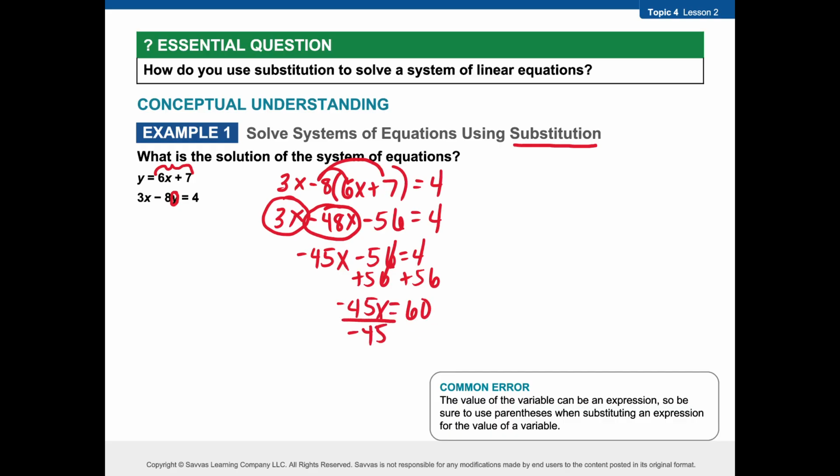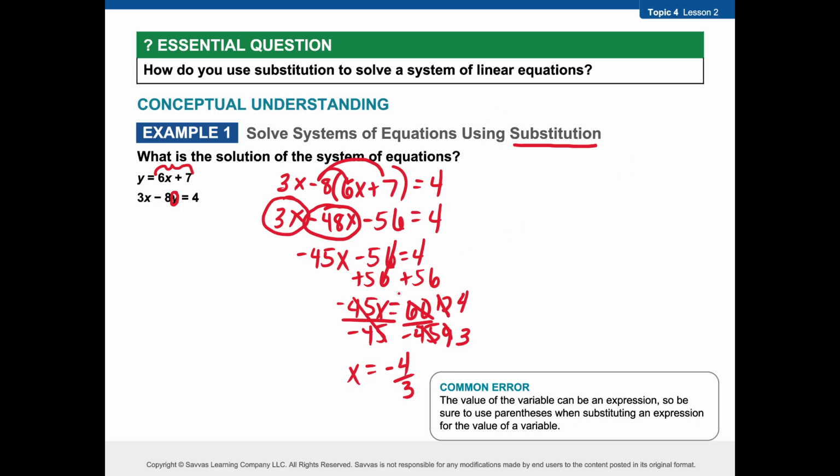Divide by a negative 45. And when you divide, you get a repeating decimal. You're going to need to turn that repeating decimal into a fraction because you cannot round for these. So 60 divided by negative 45 is negative 1.3 repeating, or you can just simplify. 5 goes into 60 12 times, and into 45 9 times. We can go by 3. 3 goes into 12 4 times, into 9 3 times. Positive divided by negative would be a negative 4/3.